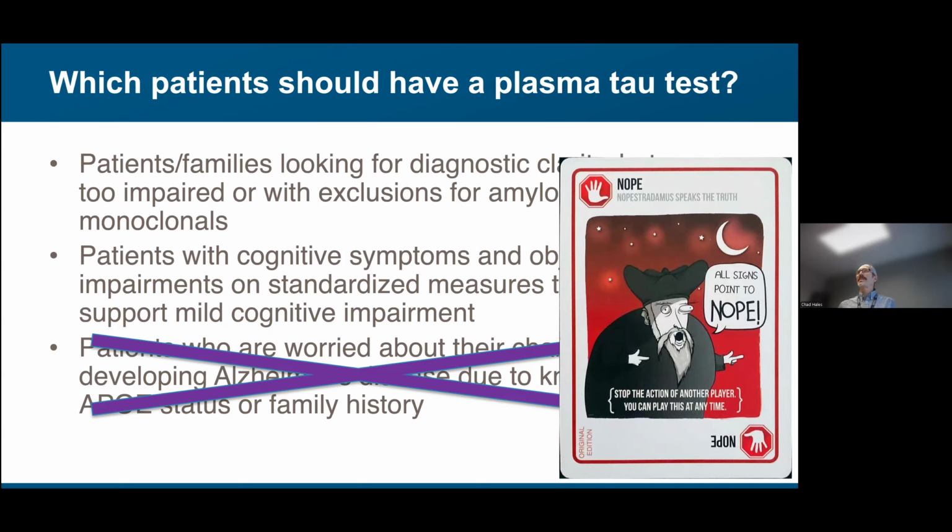I don't know if anybody has seen the game Exploding Kittens. I don't have anything against cats, but that's just the name of the game. But in that game, you've got these different moves you can do, and I'm playing the nope card on this one. You can look that up.